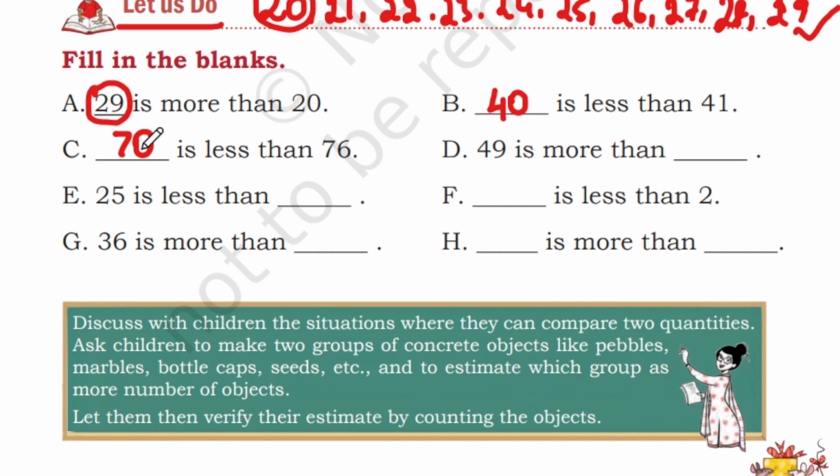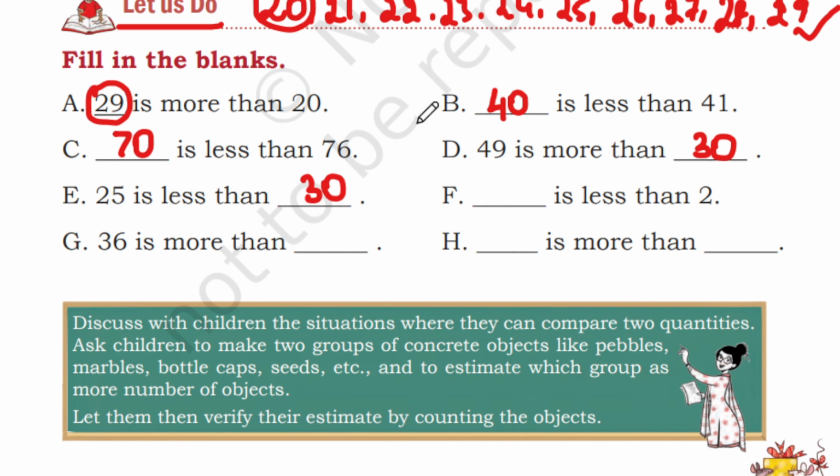Okay, so next is 49 is more than. So 49 is more than which number? You can write 30. So 49 is more than 30. Okay. So 25 is less than 30 again. 25 is less than 30.